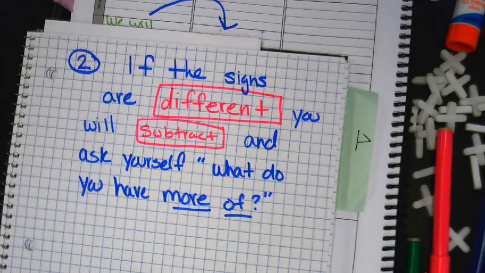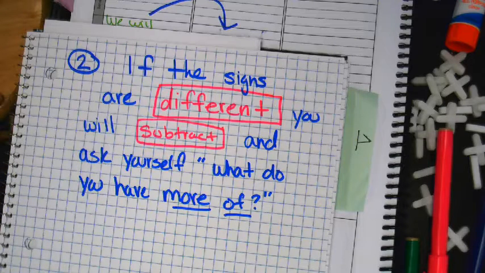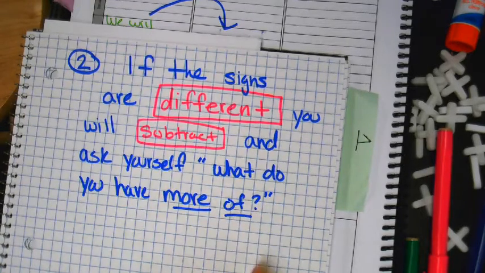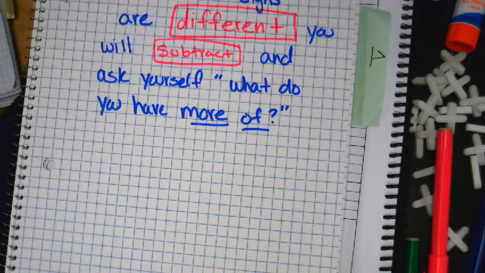I understand why teachers tell you that, because it's easier to understand at younger ages. But now you're in 7th grade. Now you should understand that this is smaller, this is bigger, and you have to ask yourself, what do you have more of? Do you have more positives or more negatives? That's the sign that you keep.